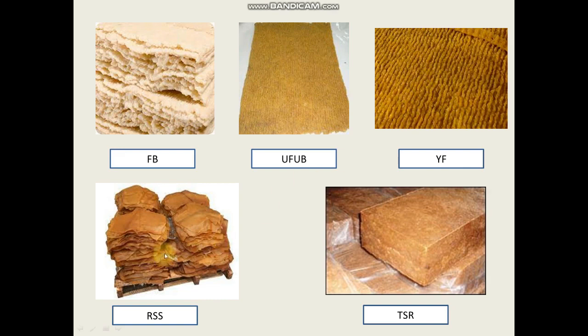You can see here RSS, which is a kind of sheet rubber. It is smoked and honey brown in color. And this one is technically specified rubber, TSR. These are called block rubbers, mainly made from field coagula. The hardness and stiffness of these rubbers are very much less compared to the other types of rubbers. So we will see what the composition of these rubbers is.